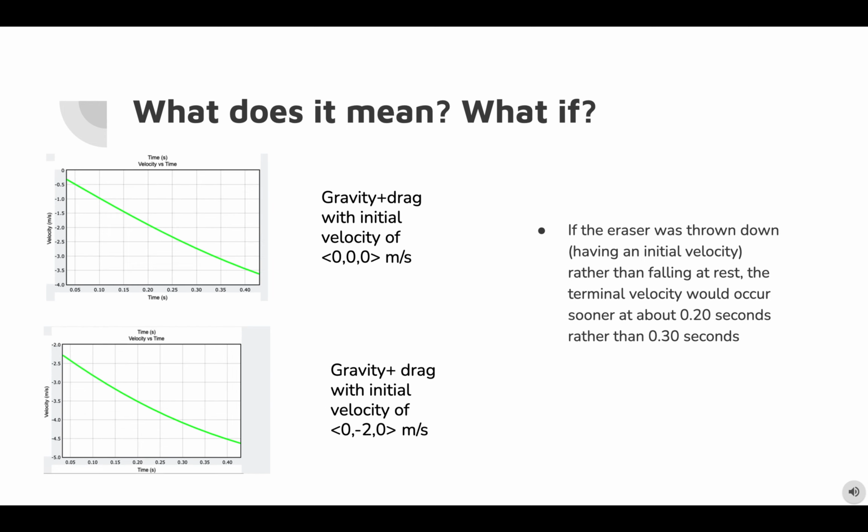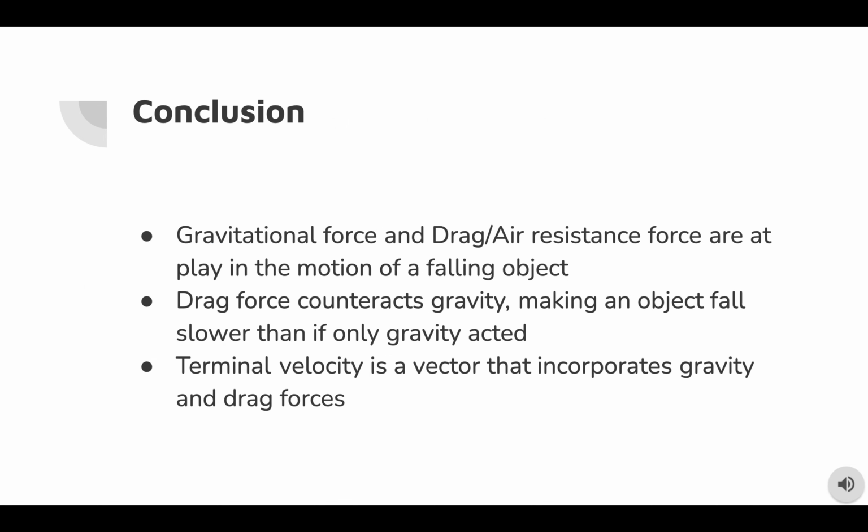So what if the eraser was thrown down, thus having an initial velocity rather than falling from rest, having no initial velocity? Well, if the eraser was thrown down rather than falling at rest, the terminal velocity would occur sooner, at about 0.2 seconds rather than 0.3 seconds, because the object was thrown down, it reaches the terminal velocity faster.